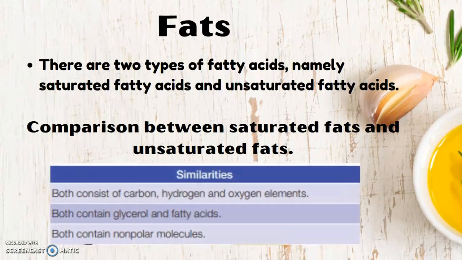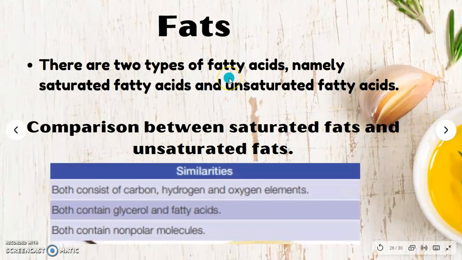There are 2 types of fatty acid, still in the fat, namely saturated fatty acid and unsaturated fatty acid. Asid lemak tepu dan juga asid lemak tidak tepu.